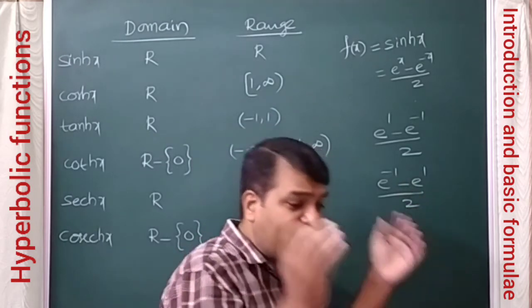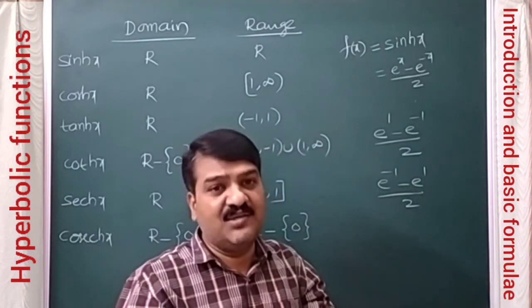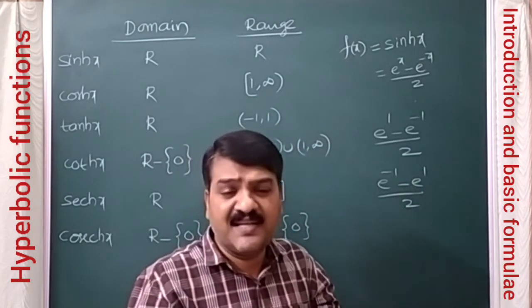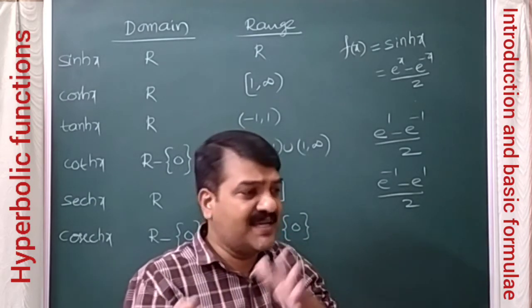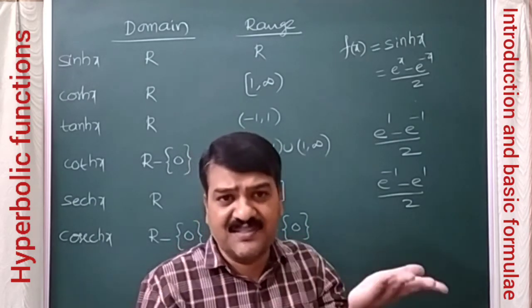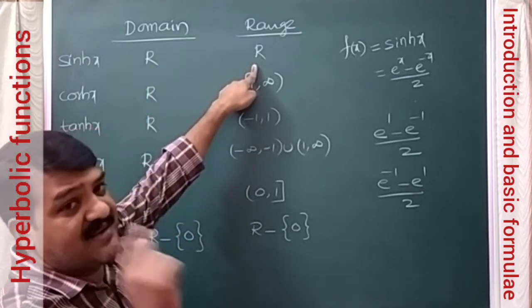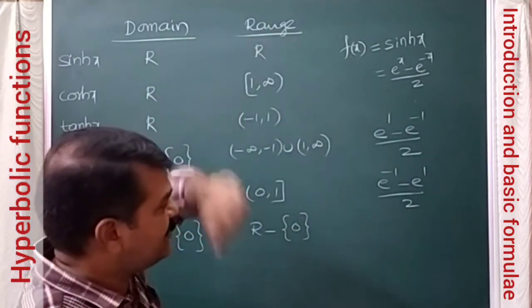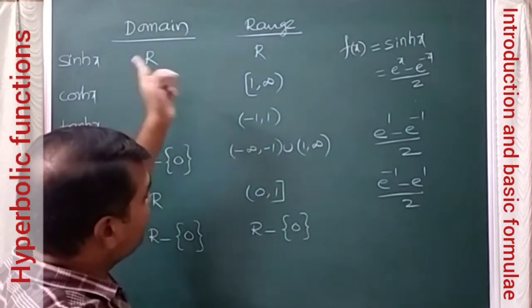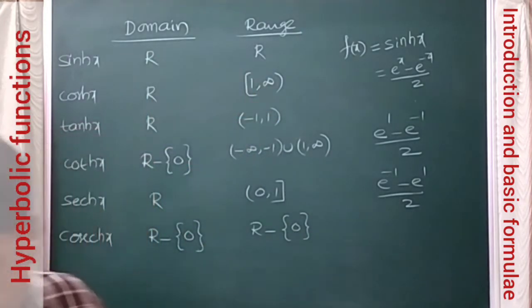So therefore, the set of all function values, or f of x values, has everything. It has positive, it has negative, it has 0, it has everything. Therefore, the range is going to be R. For sin hx, domain is R, range is also R.